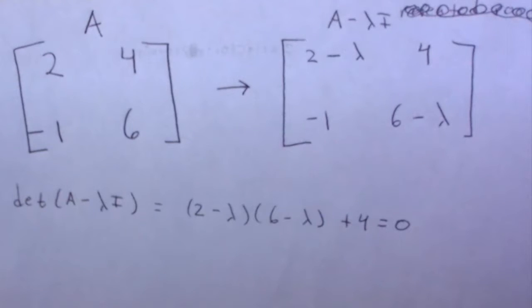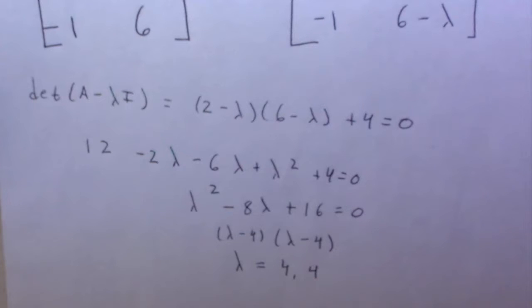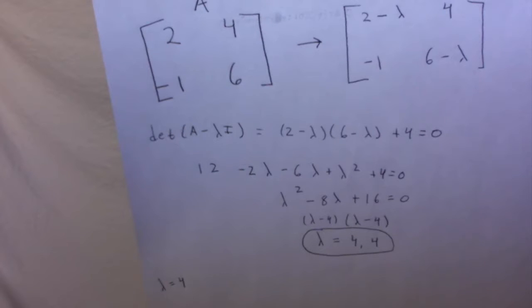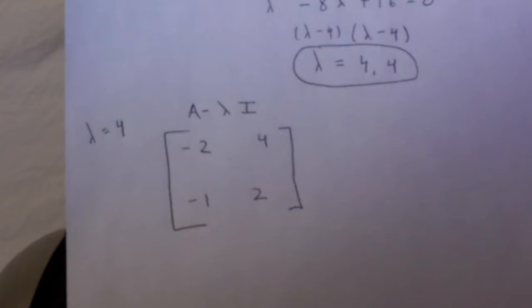You'll start this problem normally by trying to find your eigenvalues, doing so by taking the determinant of A minus lambda I and setting it equal to 0. After some algebra, you notice that your two eigenvalues are the same number. Next, you plug 4 into A minus lambda I and row reduce as you usually do.